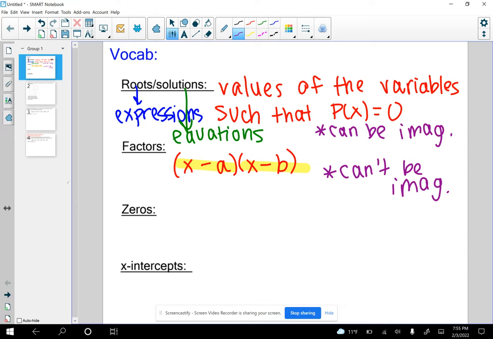The only way we can get imaginary solutions is either by completing the square or using the quadratic formula. It's what we use if we cannot factor it. So that's an example of why factors cannot be imaginary.